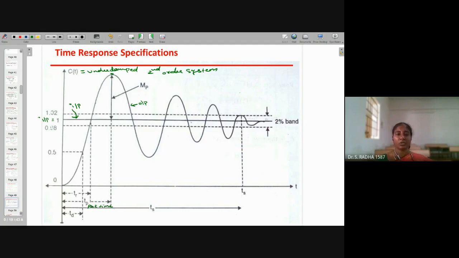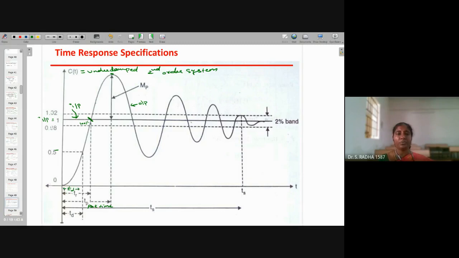Okay. So 50% of that height is called delay time. 50% of that height means here you can see 50%. 0.5 means 50% of the input value. This is the 100%. This point is nothing but 100%. So 50% means half of that. The time taken to reach 50% is called delay time. I am writing TD here. Delay time means 50%.